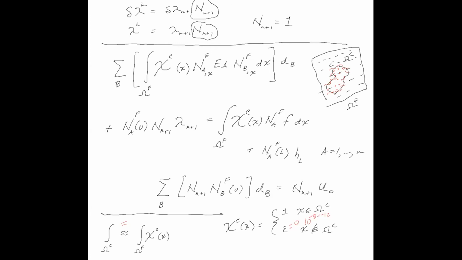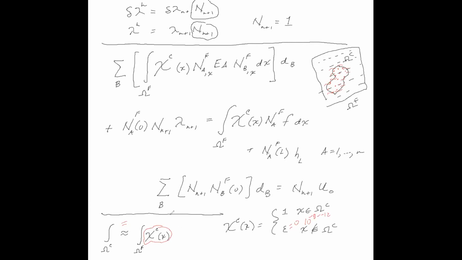So how do you evaluate your functions outside of omega C? Well, remember, omega F is the domain that we construct. You pick what that domain is and you construct your basis functions over it. And then what you actually do is you're going to integrate omega F, not omega C, and at every point you run through this indicator function here.